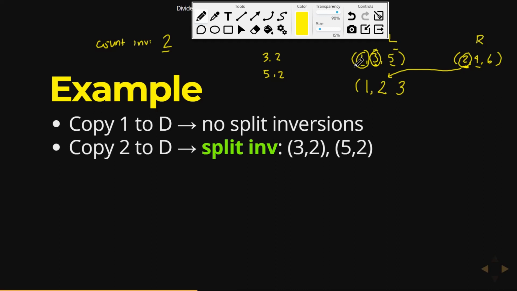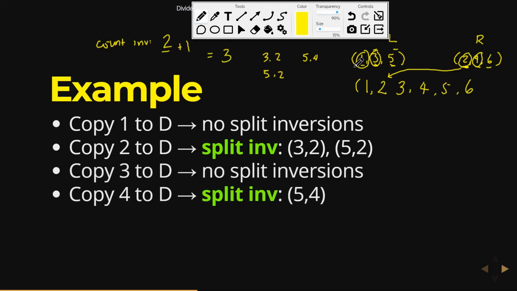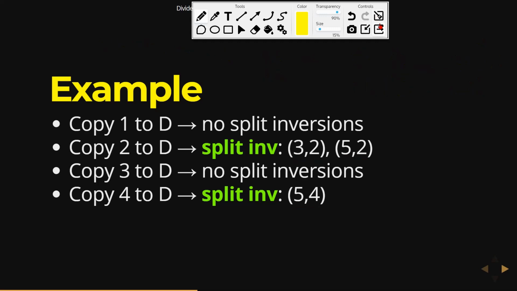Now, how about 4 versus 5? 4 will be copied first, and the inversion involved is 5, 4. So we'll increment the count by 1 because there's still 5 left. So 4 is done. And then 5, 6: we'll copy 5, and then for 6, we'll copy 6. In total, there are 3 split inversions: 3, 2, 5, 2, and 5, 4. Those were uncovered during the merging of the left and right subarrays. So this is the pattern.